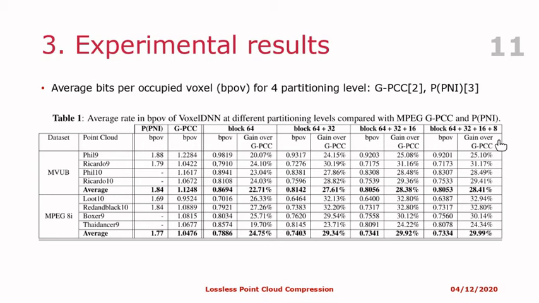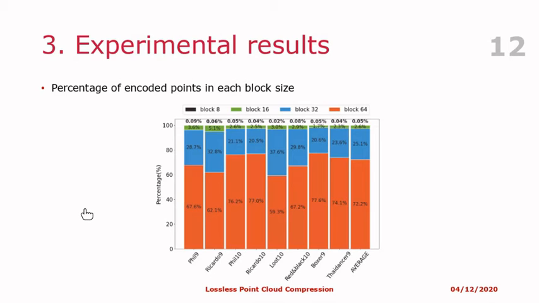This slide shows the percentage of the points that are encoded in each block. As you can see, in the yellow and the blue, most of the points are encoded in block 32 and block 64, and very few points are encoded in block 8 and block 16, less than 10%. That explains why, when we enable block 8 and block 16 in our encoder, the gain is not as much, around 1 or 2%.